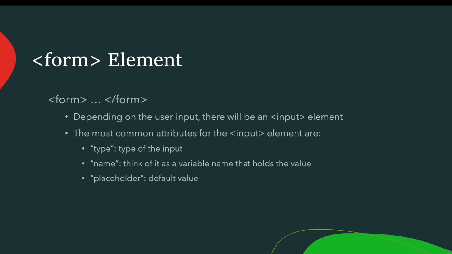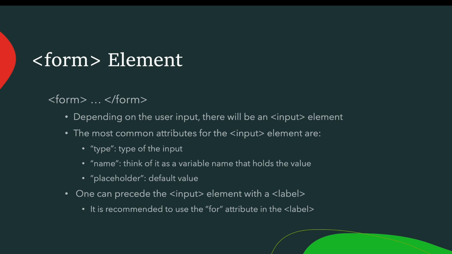And the most common attributes for the input elements are the type of the input element, which basically says what is the type of the data that the user is going to input. It could be a text, it could be a phone number, it could be a date or something like that. I'll show you in a second. And the other attribute is name. So you assign a name to your input. And also there is a placeholder, which is used to have a default value. We will see all these in practice in just a few moments.